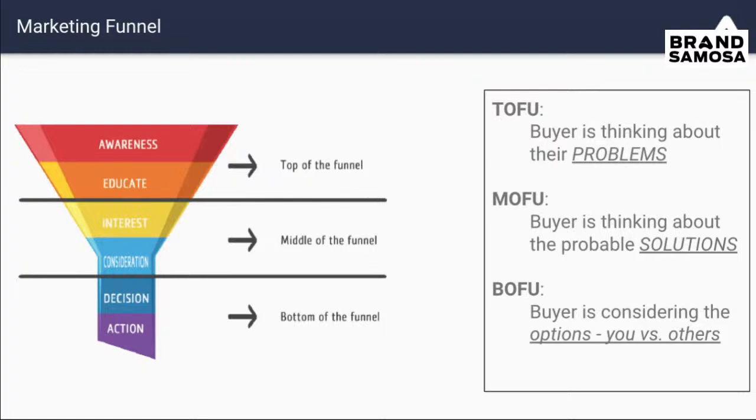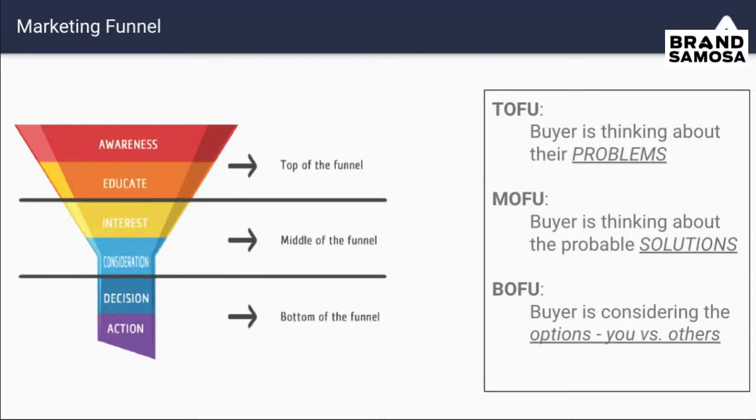So to make this easy from the customer's point of view, you break your funnel into three parts, which is top of the funnel, middle of the funnel, and bottom of the funnel. I'm sure you've heard the names, but from the buyer's point of view, somebody who is thinking about the problem that they have, maybe they are facing a cost issue, maybe a quality issue, or some other issue in their business. When they're thinking about their problem only, they are considered to be at the top of the funnel.